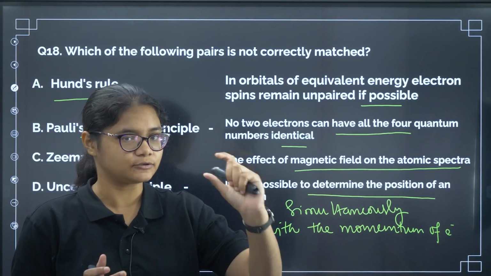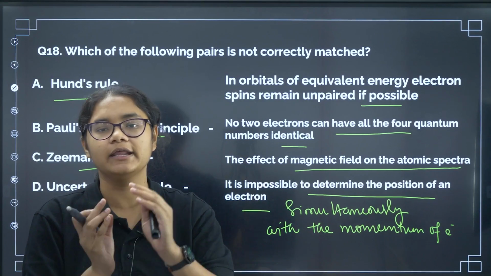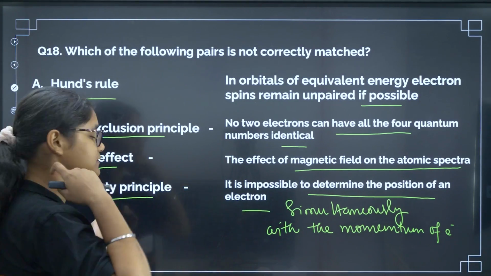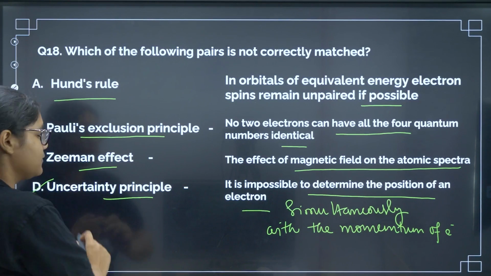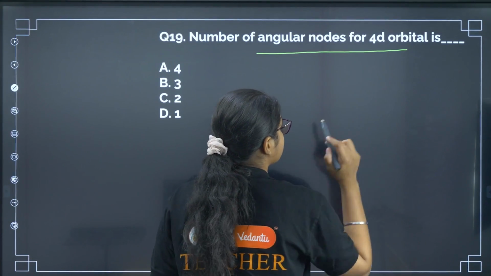If we are calculating position correctly, momentum will be wrong. If you want to calculate momentum correctly, there will be some error in the position. Okay, that is the statement. So the correct answer for this question is option number D. Okay, next, number of angular nodes for 4D orbital.